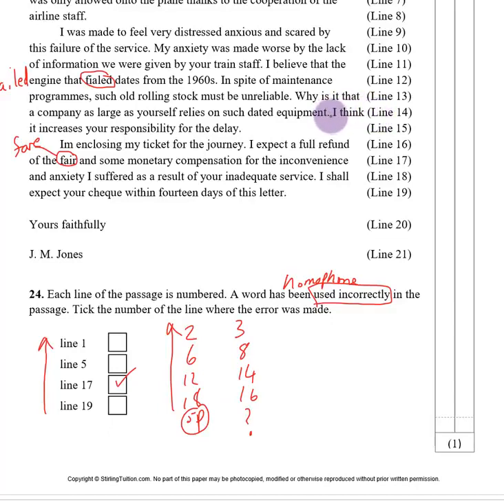Does this need to be a question mark? So I need to find the start of the sentence actually. Why is it that a company as large as yourself relies on such dated equipment? That "why" means that this is actually a question all the way through. So I found the full stop, I read to the start of the sentence, and I found my answer. So the answer is 14.